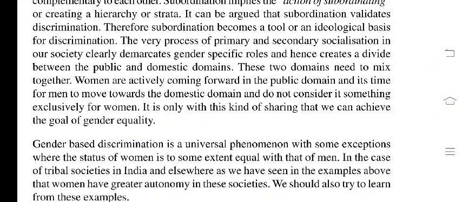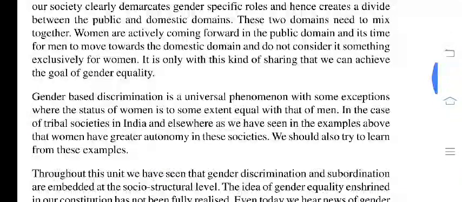The very process of primary and secondary socialization in our society clearly demarcates gender-specific roles and hence creates a divide between the public and domestic domains. These two domains need to mix together. Women are actively coming forward in the public domain, and it's time for men to move towards the domestic domain and not consider it something exclusively for women. It is only with this kind of sharing that we can achieve the goal of gender equality.